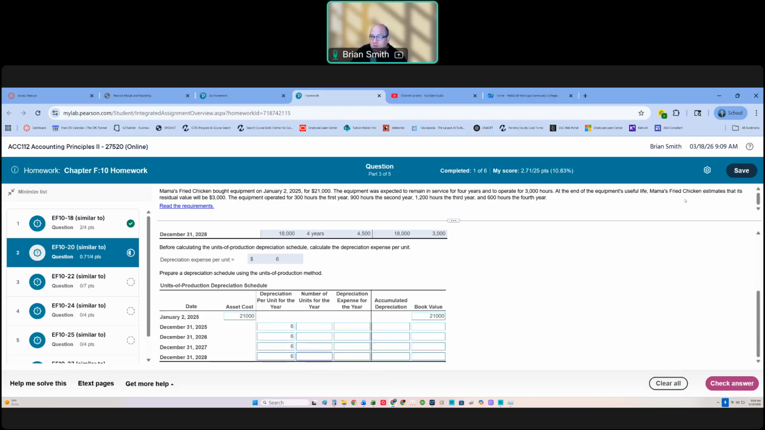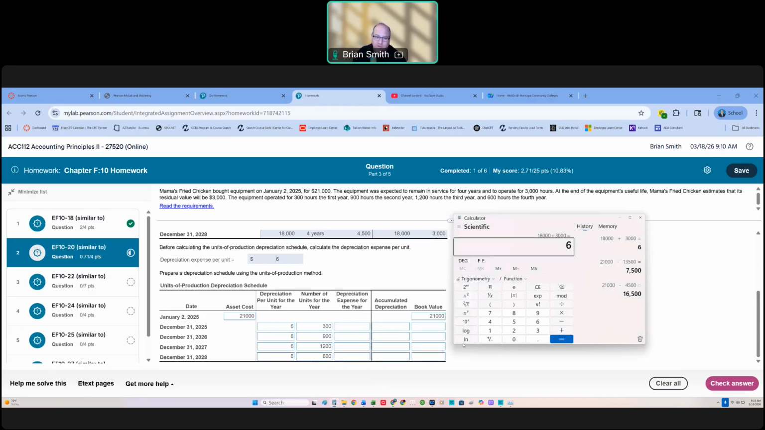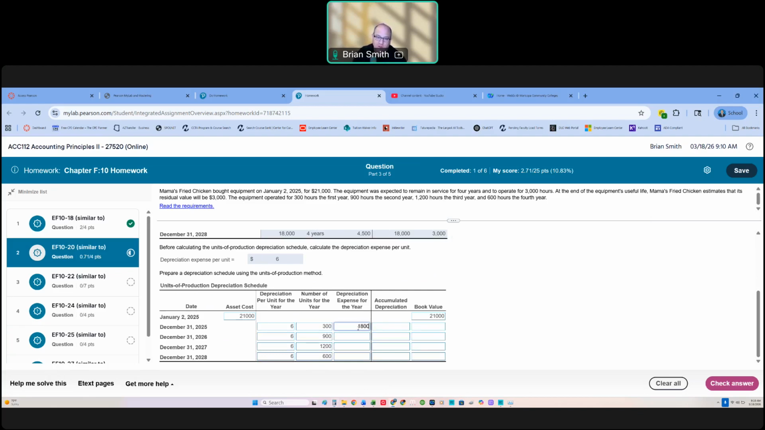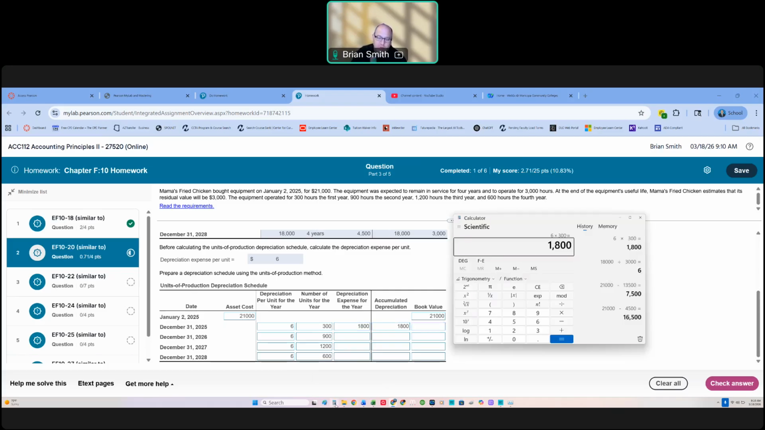And then up here, it gives us the information for the units. The equipment operated for 300 hours, then 900, then 1200, 600. Now we're going to have to watch that 4th year because we can't over depreciate this. And that could happen. So we have to be careful. So we're going to take that 6 times 300. So in year 1, we're going to have 1,800 depreciation and accumulated depreciation.